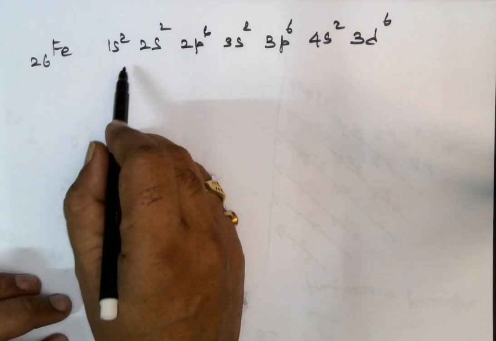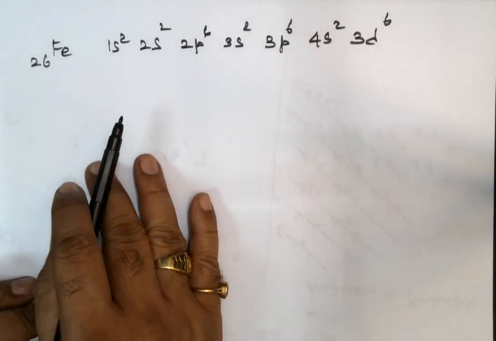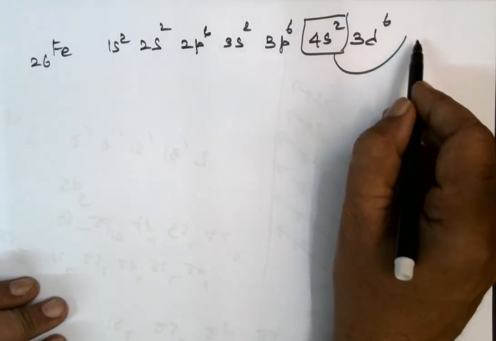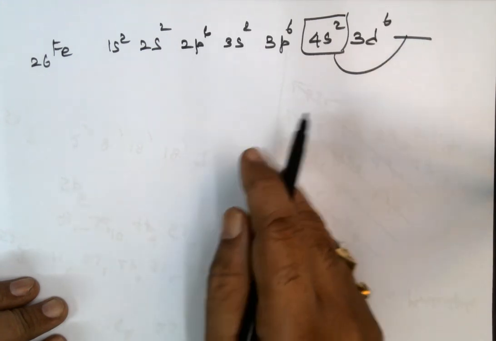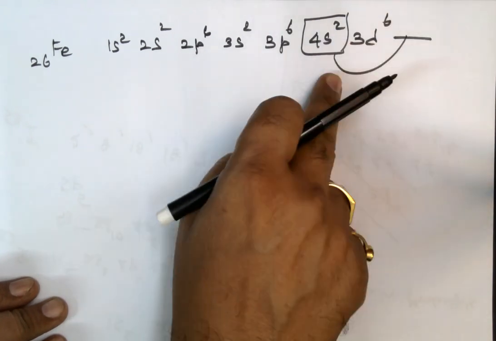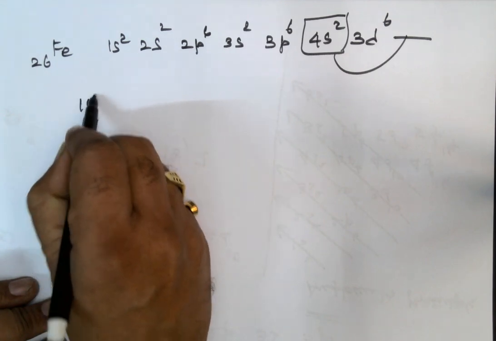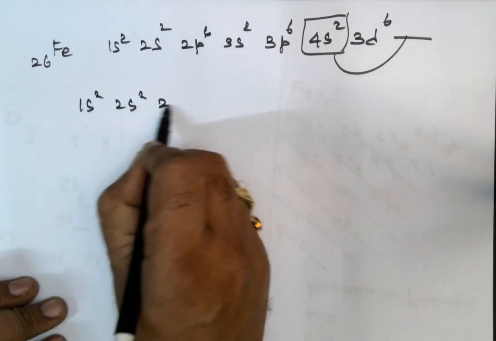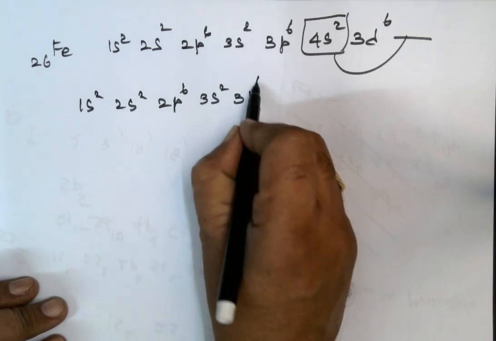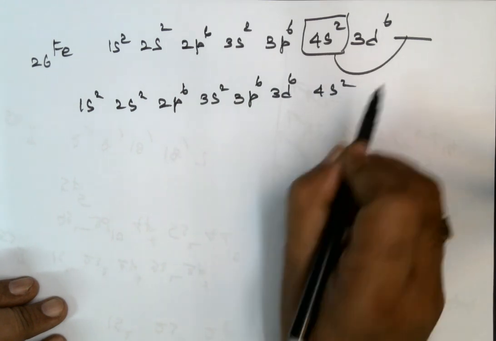Okay, so here the order of filling will be like this, but the position will not be changed. It means the fourth shell is always in the fourth position only, but when you fill up, it will have the priority here and then come back. So we can rewrite this as 1s2, 2s2, 2p6, 3s2, 3p6, and then 3d6, then 4s2. Are you able to understand?